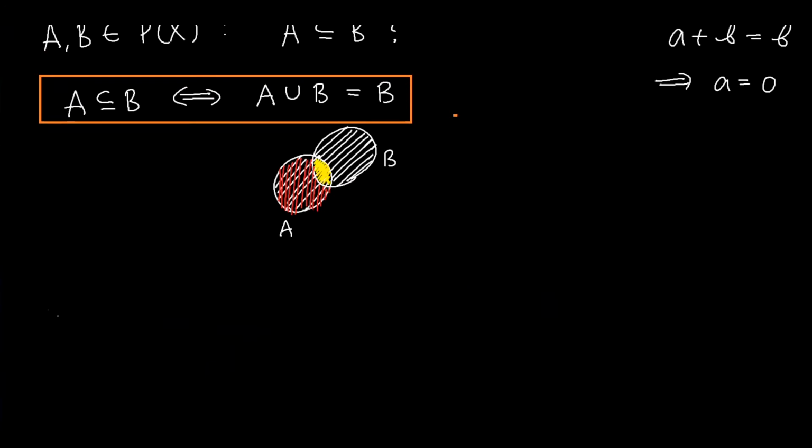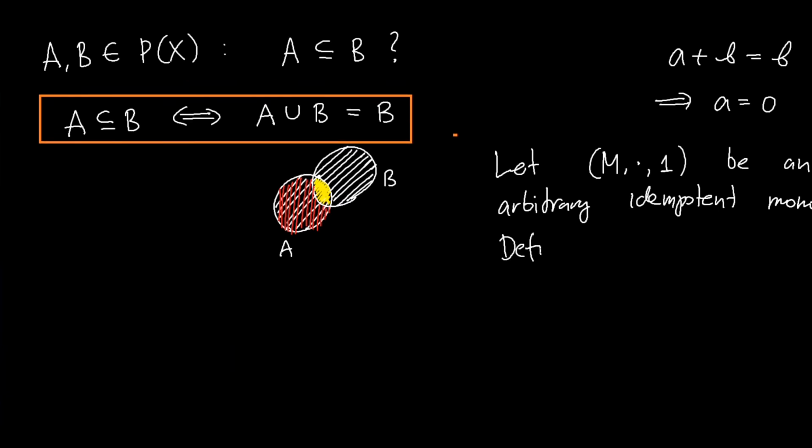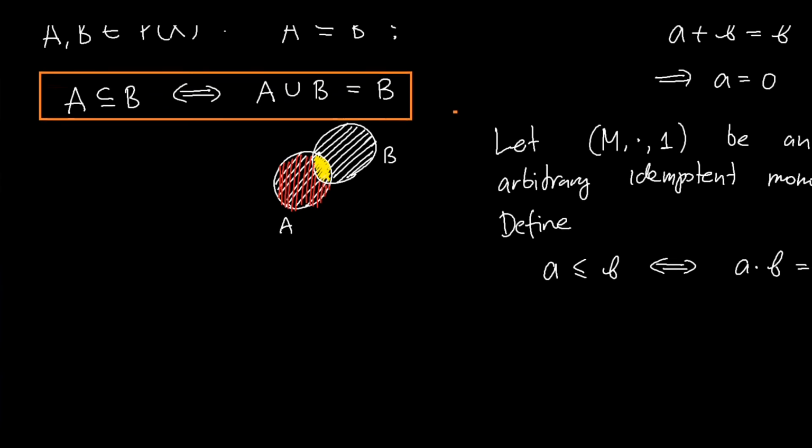So let M be an arbitrary idempotent monoid. Then define A to be less or equal to B if and only if A dot B equals B. Okay? And let's see what happens.